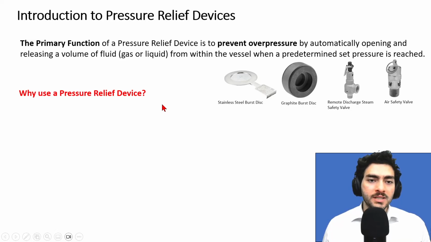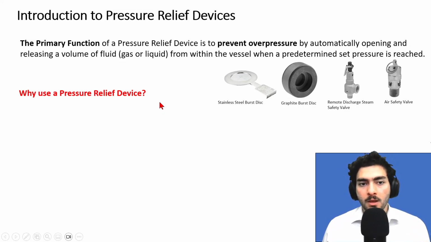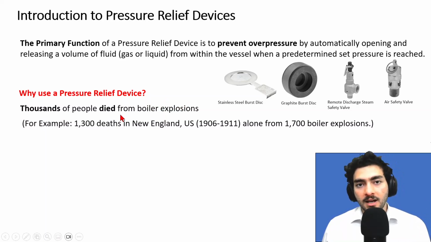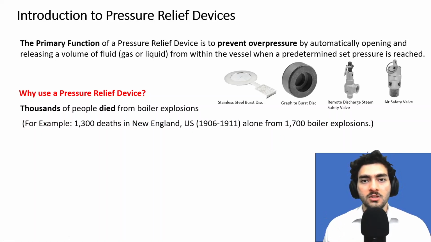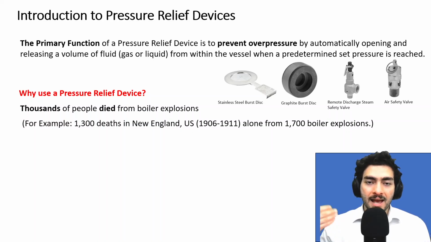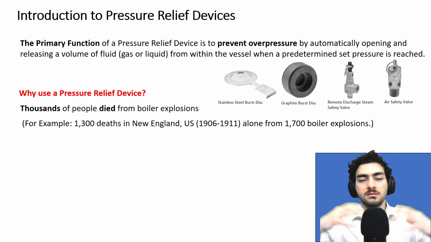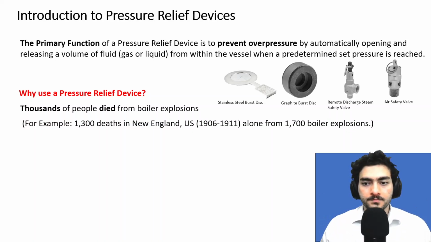Now, why use a pressure relief device to begin with? Well, thousands of people have died from boiler explosions. For example, if you look at the time period between 1906 and 1911, in those 5 years, there were 1,300 deaths reported in the US alone from 1,700 boiler explosions. So you had all of these pressure vessels, they had overpressure incidents that caused these vessels to catastrophically explode. And this is just reported in 5 years, and in the US, let alone in other areas in the US or the whole world.